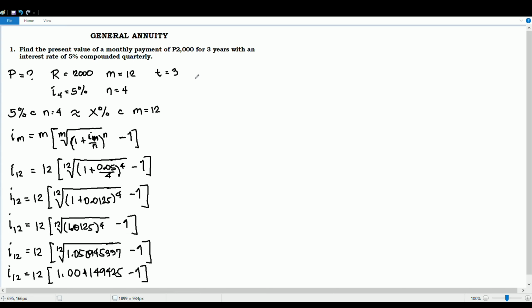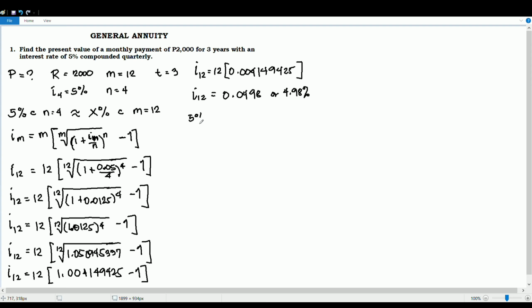So we have I subscript 12 is equal to 12 times 0.004149425. And we have to multiply these two numbers. It will give us 0.0498 in 4 decimal places, or this is the same as 4.98%. Meaning, our 5% compounded quarterly is equivalent to 4.98% monthly.